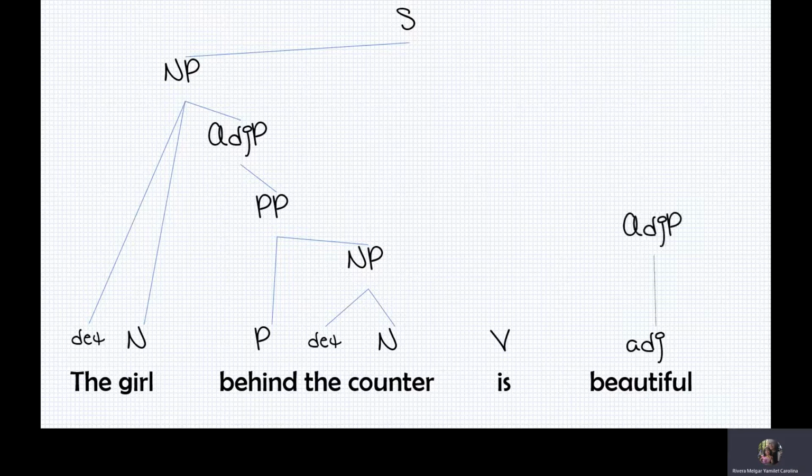What about the predicate? The adjective is an adjective phrase. Using only one word as an adjective phrase is valid. And then we have the verb, which is part of the verb phrase, the predicate, and then we draw the last line.